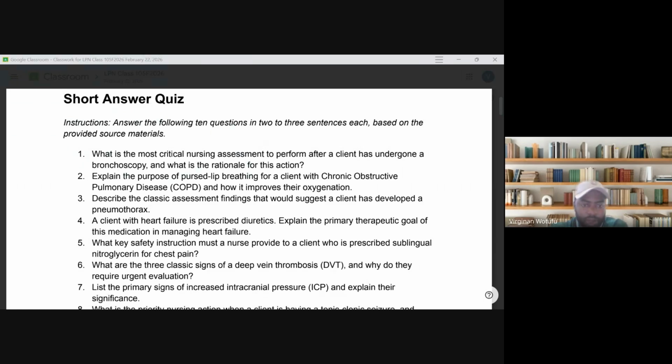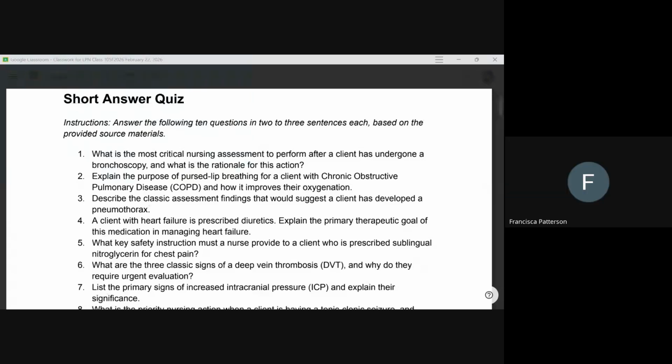Key safety instructions a nurse must provide to a client who is prescribed sublingual nitroglycerin. I think the nurse should check the apical pulse, and if it is less than 60, the nurse should hold. No, please. I think I'm messing it up. Sorry.